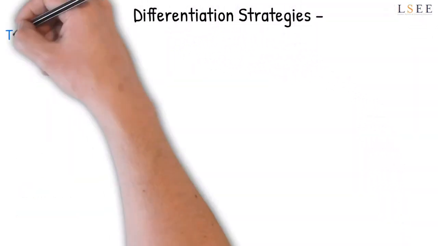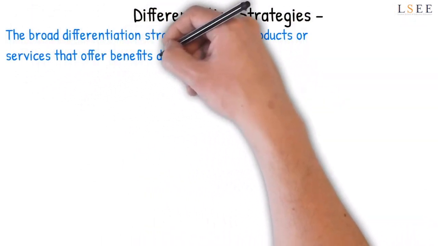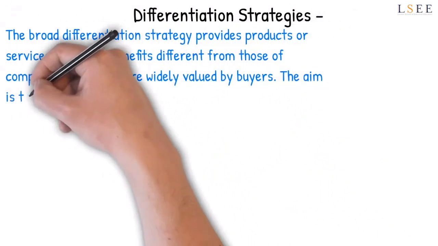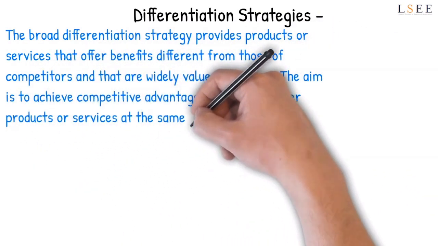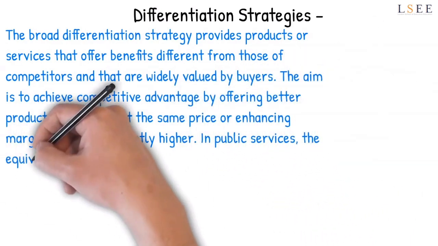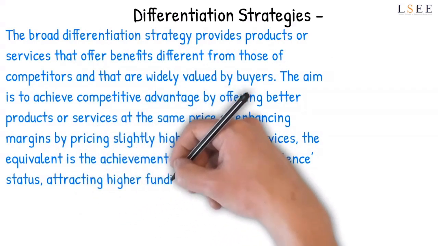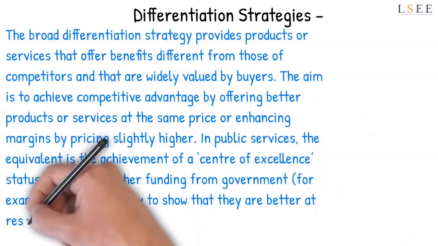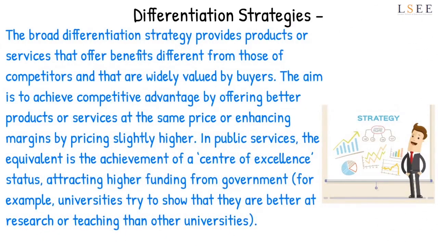The broad differentiation strategy provides products or services that offer benefits different from those of competitors and that are widely valued by buyers. The aim is to achieve competitive advantage by offering better products or services at the same price or enhancing margins by pricing slightly higher. In public services, the equivalent is the achievement of center of excellence status, attracting higher funding from government. For example, universities try to show that they are better at research or teaching than other universities.